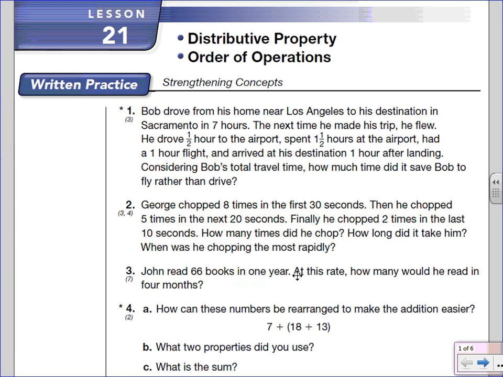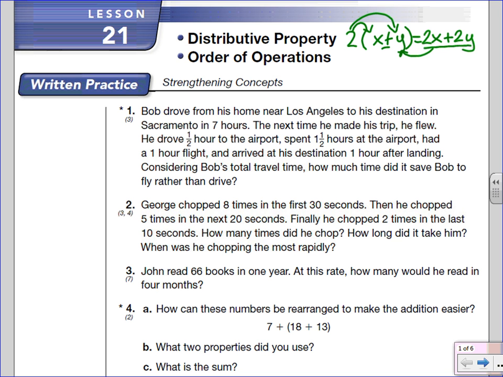Lesson 21 is on the distributive property and order of operations. The distributive property says that if I have a number outside parentheses like this, then the 2 gets distributed to each thing inside the parentheses. So I have 2 times x plus whatever's in between stays the same, 2 times y. And I could go from this backwards as well.